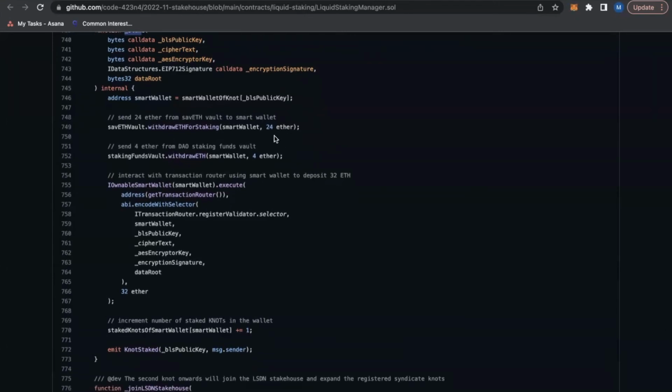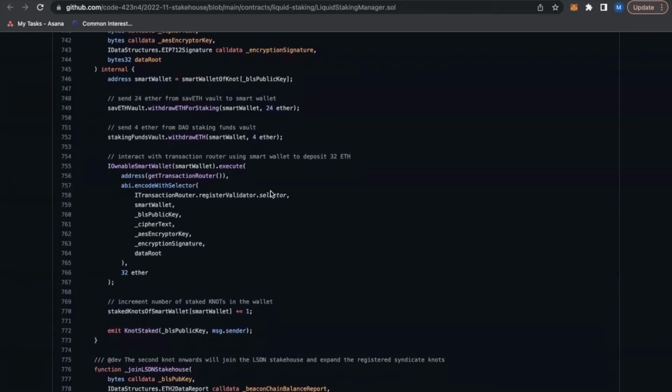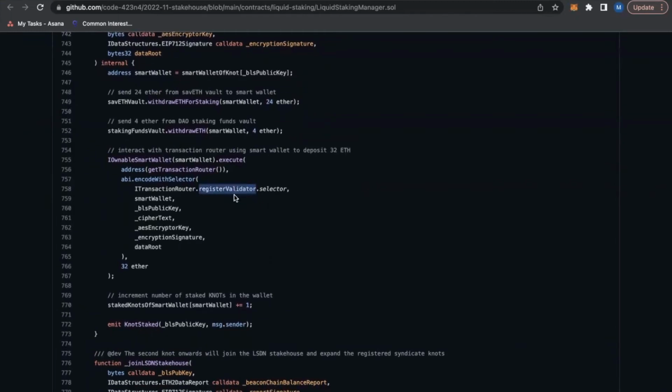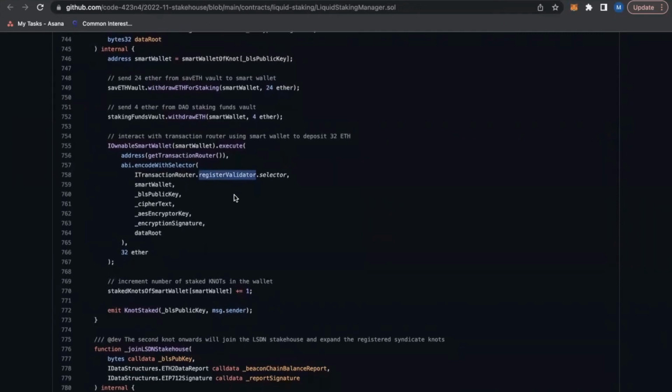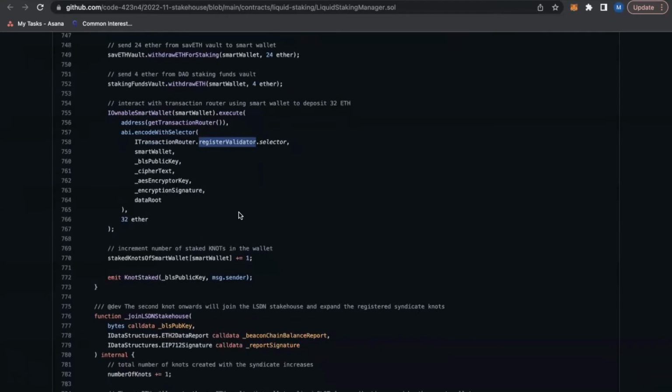So as soon as the smart wallet receives these 24 and 4 ETH, it sends them directly to the register validator, which is the staking function. So it sends to the Stakehouse protocol and then to the deposit contract directly. So there is no in-between time where a node operator can withdraw the 32 ETH from the smart wallet. Then you wait for some time until it's activated. That's it.